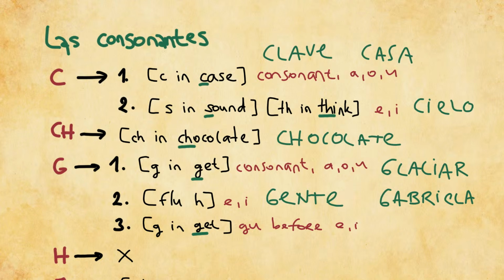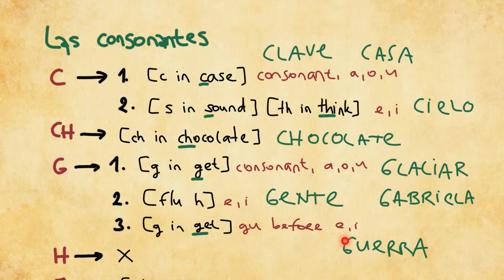And this will probably take some practice because this kind of sound or this vocal does not exist in English. However, there is also a third version, or a third way that G can appear in a Spanish word, and it is pretty much a combination of these two. So you can have a word like guerra, which means war.